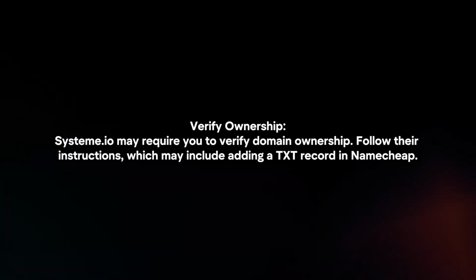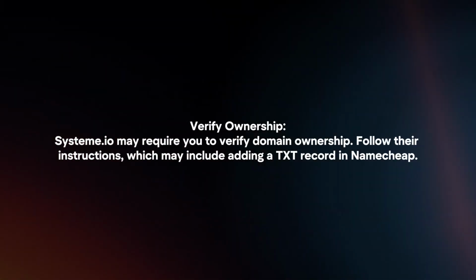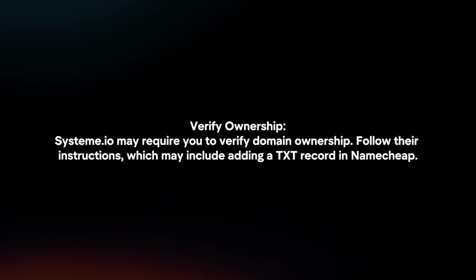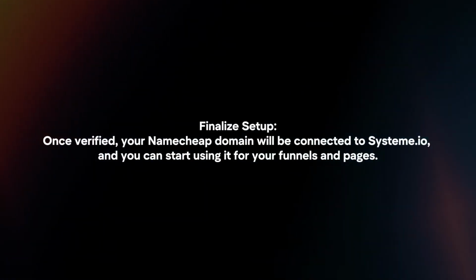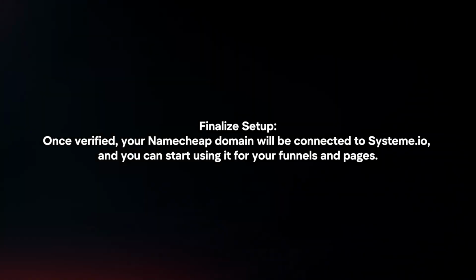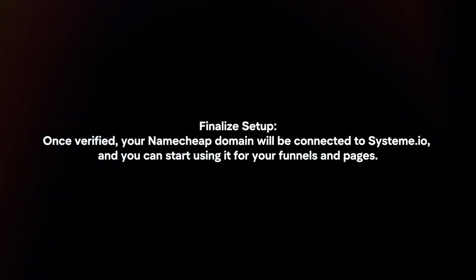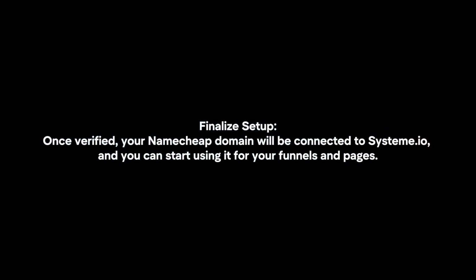Verify ownership. System.io may require you to verify domain ownership. Follow their instructions, which may include adding a TXT record in Namecheap. Finalize setup. Once verified, your Namecheap domain will be connected to System.io and you can start using it for your funnels and pages.